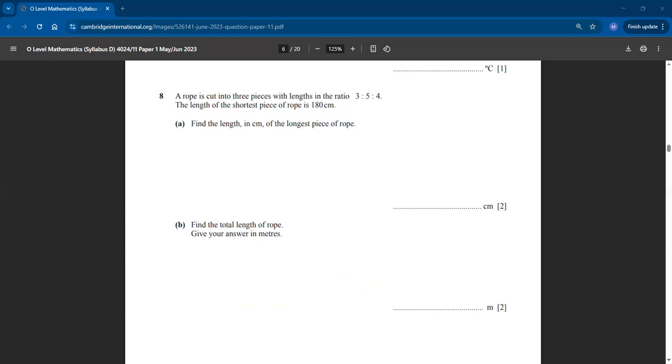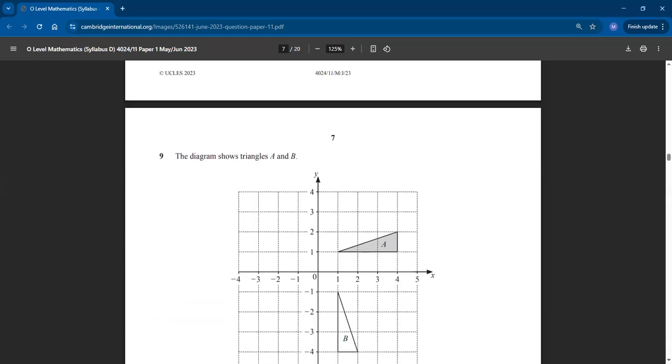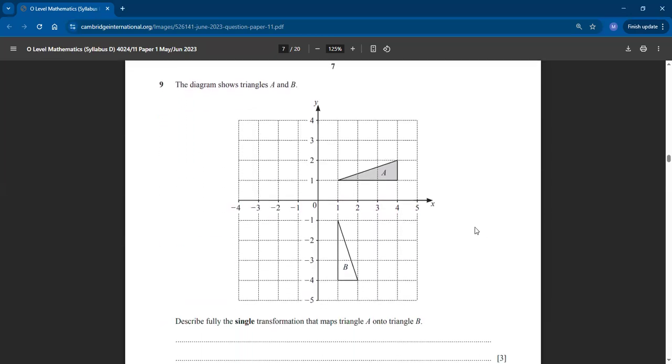Okay, let's move on to question number 9. Okay, the diagram shows triangles A and B. Describe fully the single transformation that maps triangle A into triangle B. Okay, now let's see what would be the transformation. So has there been any rotation? Yes. If you see, the alignment of A and B are different, right? They're not in the same position. So that means it has been rotated.